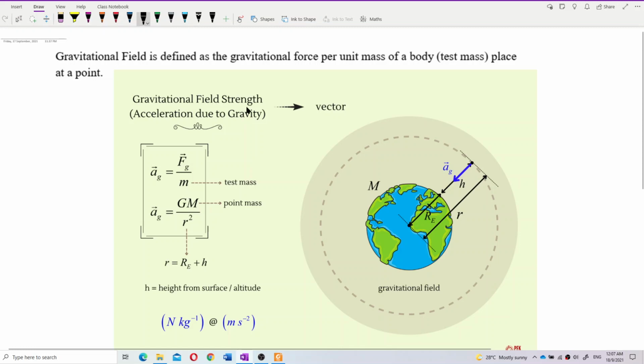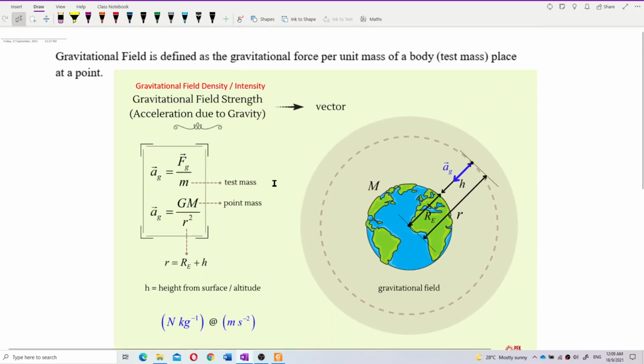Sometimes we even call it gravitational field density or gravitational field intensity. So they actually have several names: gravitational field strength, acceleration due to gravity, gravitational field density, or gravitational field intensity. Okay, all of them mean the same thing. The symbol for gravitational field strength is Ag.